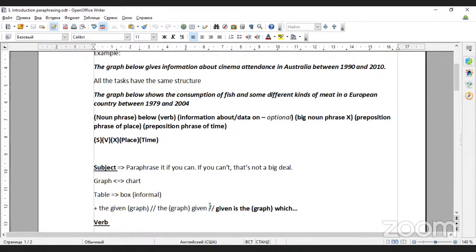But you can also create a complex sentence here by using fronting. Fronting is a special construction, an advanced grammar structure, when you use something in the beginning of the sentence. For example, you say, undeniable is the fact that, or indisputable is the fact that, or you could do it like this: given is the line graph which shows, or whatever. So instead of graph, you can also say line graph.